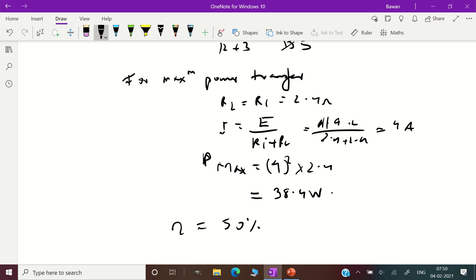So this is maximum power transfer, and we have seen what exactly happens. We have also seen that in a complex impedance circuit, in a similar situation, the load impedance should be equal to the complex conjugate. So that is all for maximum power transfer.